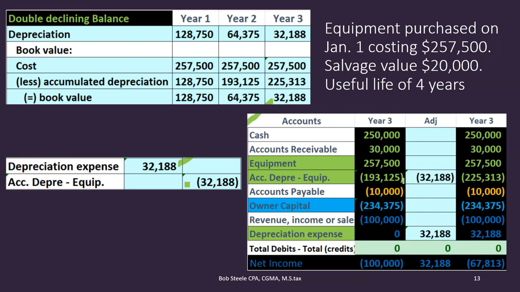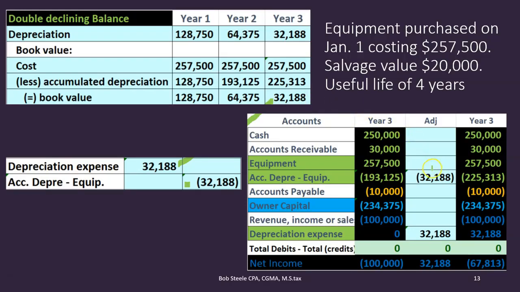The equipment, the accumulated depreciation goes from a credit 193,125 up in the credit direction by the 32,188. We're doing the same thing to it. A credit and a credit makes it go up to 225,313. What does that do to the book value? The book value is the debit half being the equipment of 257.5 less the credit half being the accumulated depreciation 225,313, giving us the book value of 32,188.